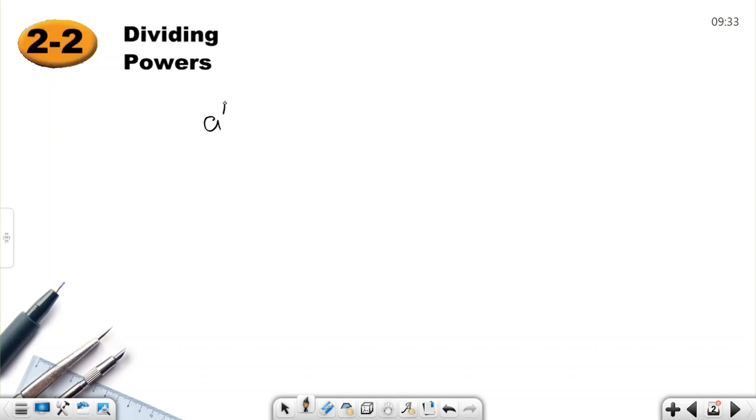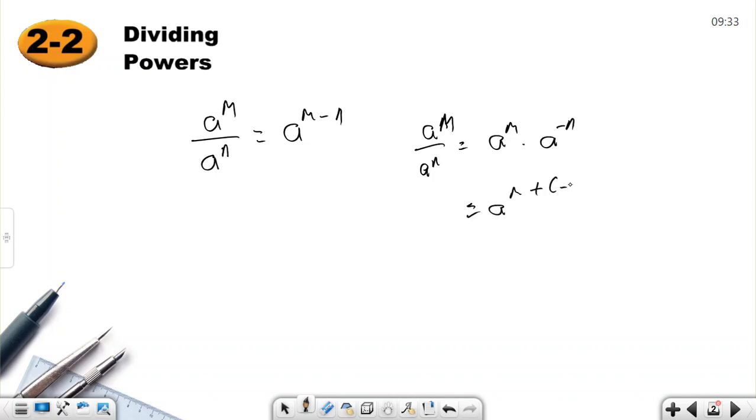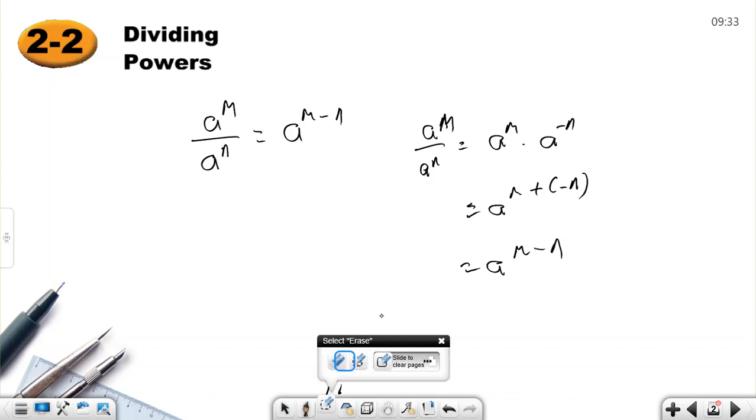If we have a common base, a to the power of m over a to the power of n, here we have to subtract the powers. It becomes a to the power of m minus n. The reason for that is you can say a to the power of m over a to the power of n is equal to a to the power of m multiplied by a to the power of minus n. This is negative, so still you add the powers: a to the power of m plus minus n, which you can say is a to the power of m minus n. That's the reason, but there is only one rule. You need to memorize that rule.